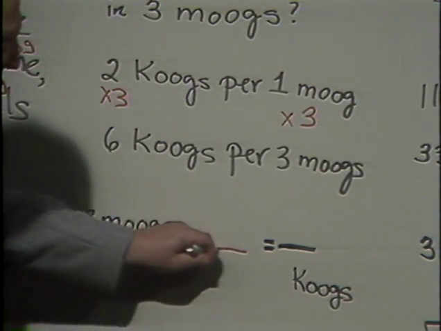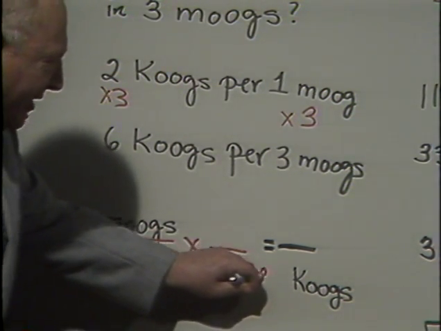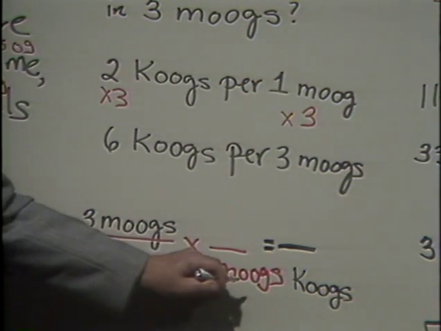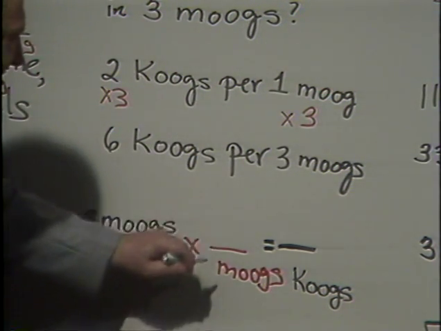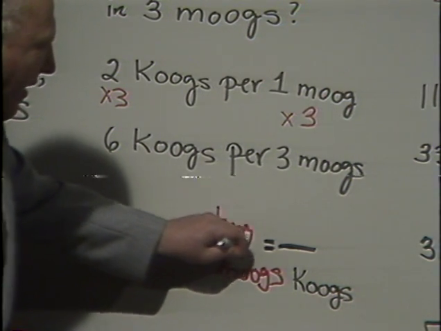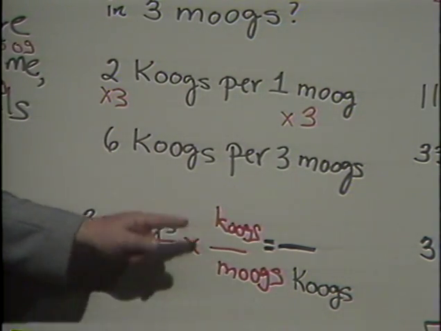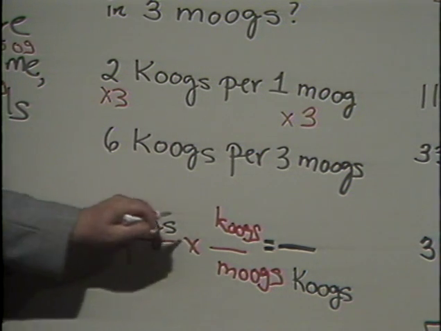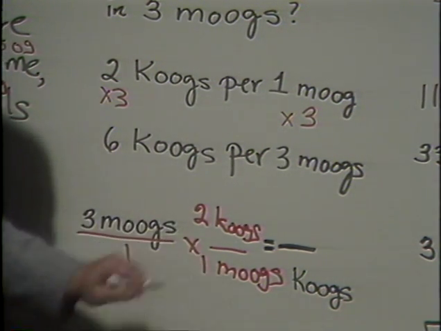Since moogs are in the numerator, I hope a dean doesn't walk by or something hearing me talk like this. Moogs are in the numerator, so we put moogs in the denominator. That puts koogs into the numerator. Now, how many moogs are there per koog, or vice versa? We're told there are 2 koogs per 1 moog.